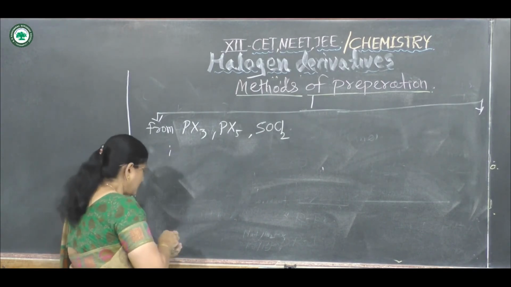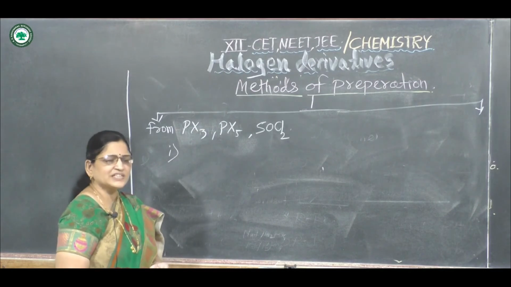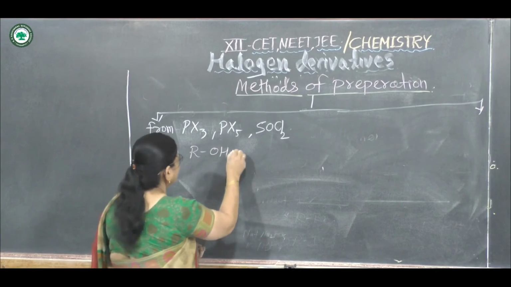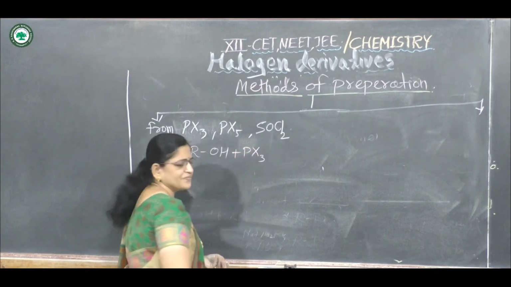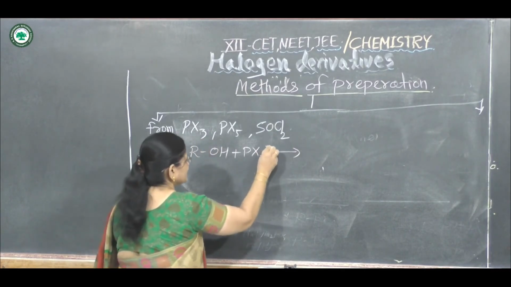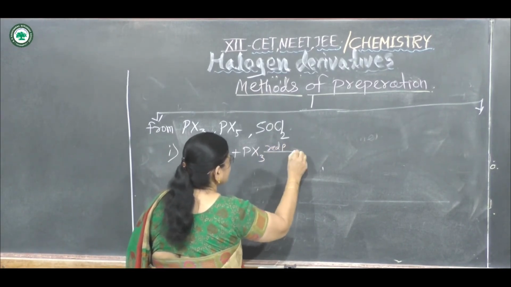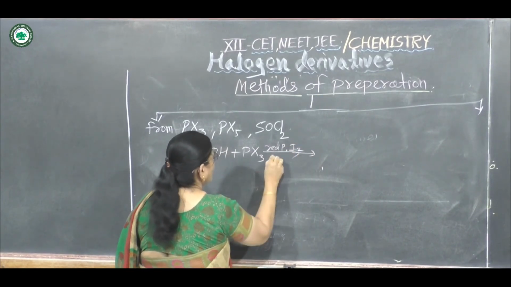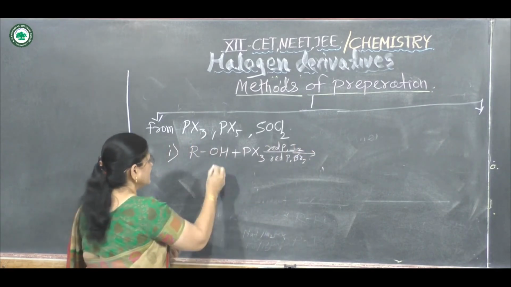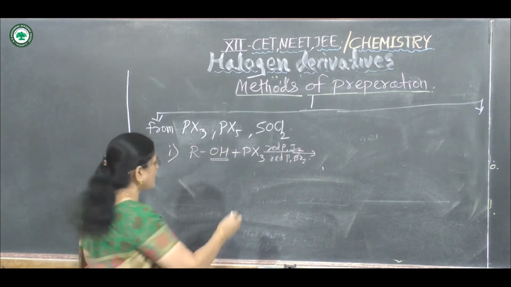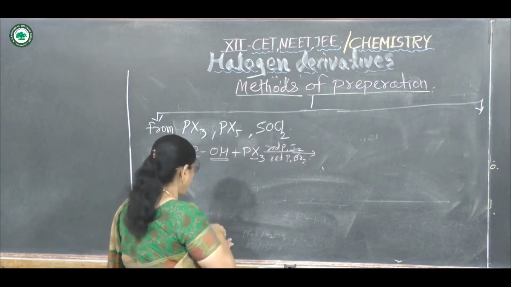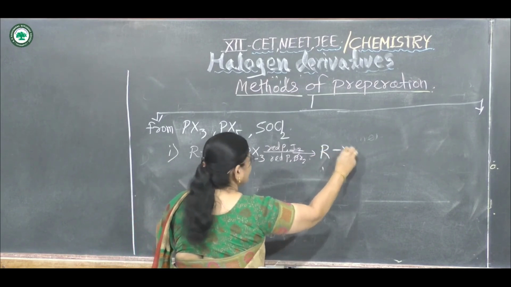First of all, the reaction with phosphorus trihalide. Again, alcohol molecule, ROH. If this reacts with PX3, phosphorus trihalide, that is with red phosphorus and iodine, or red phosphorus and bromine. In this reaction, the OH group gets replaced by X and it forms a compound RX.